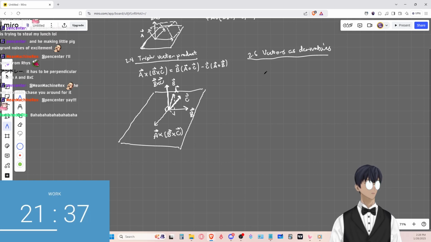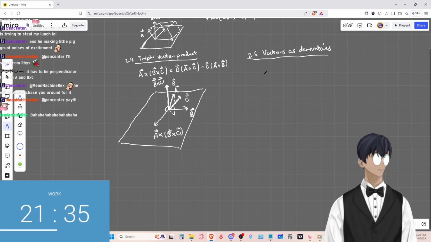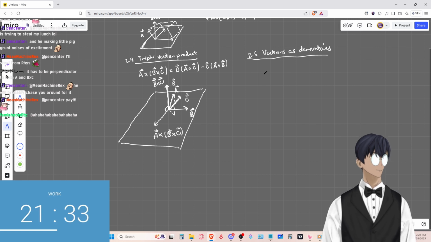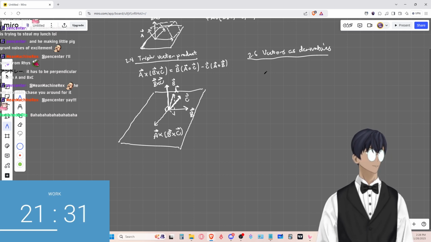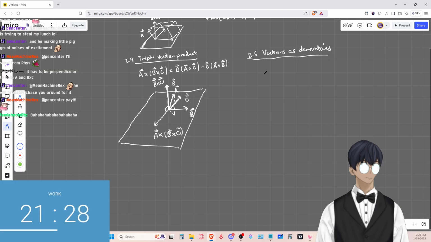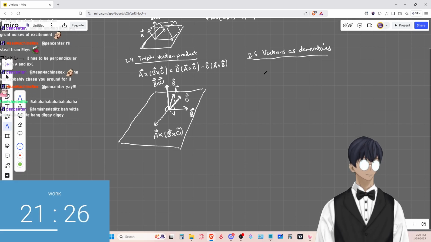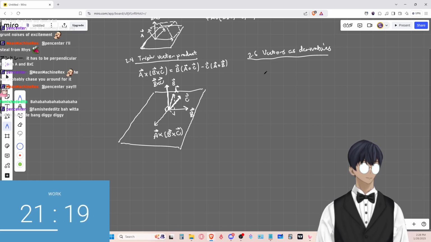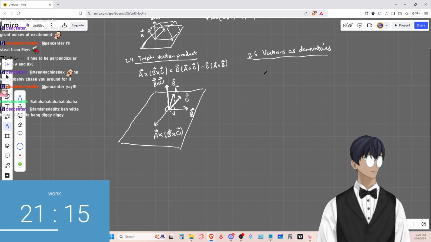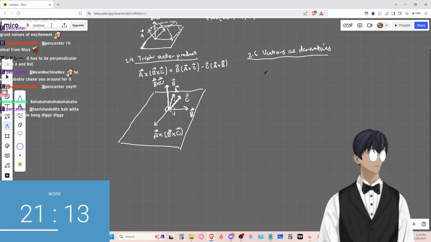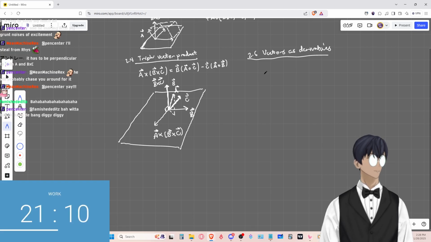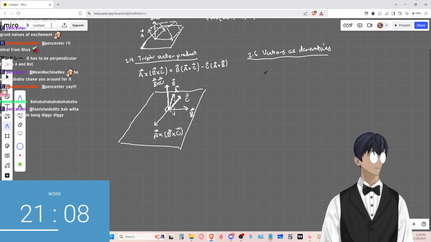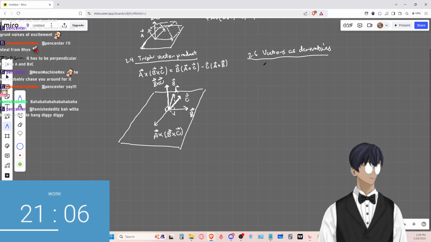Let's see. It has to be perpendicular to both A and the normal vector cross product. Oh, okay. Let's see. I'm trying to look at it because I see it's perpendicular to B cross C. It seems like you guys are having a real good time in chat. That's good.